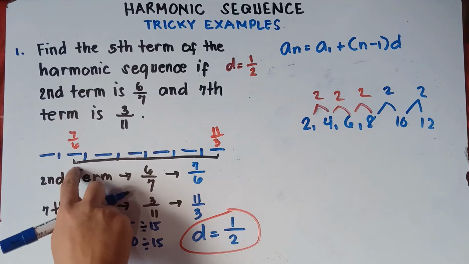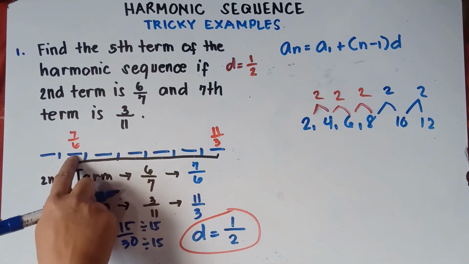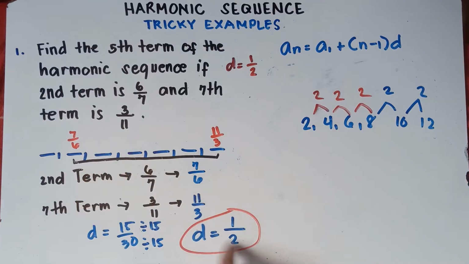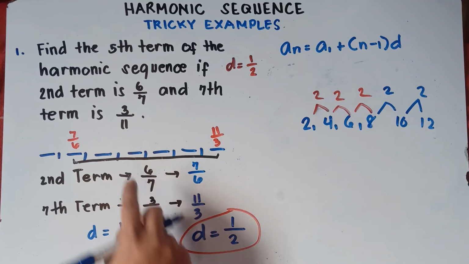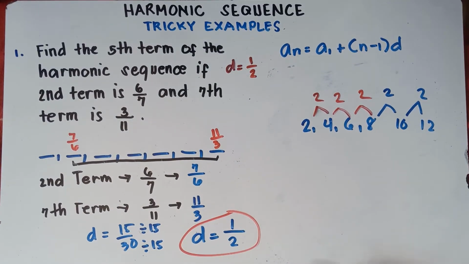So to get the next number after 7 over 6, you can just add 1/2. So 7 over 6 plus 1/2, that would be the third term. Then for the answer to this one, you add 1/2, that will be the fourth term. Okay, but it will take time to do it that way. Of course, we'll do it manually later on.